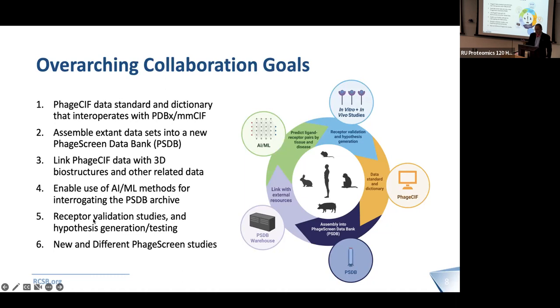What will emerge from this is hypotheses as to which peptides are binding to which receptors in the vascular tree of whatever the organism is, and those hypotheses will ultimately be testable in the lab. And the system will, of course, be extensible so that as new and different phage screen studies are done, that information could also be brought into the Phage Screen Data Bank.